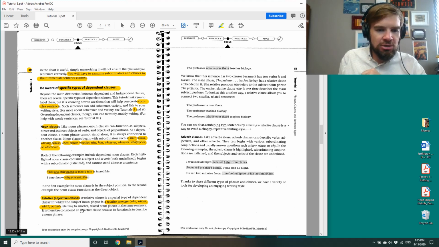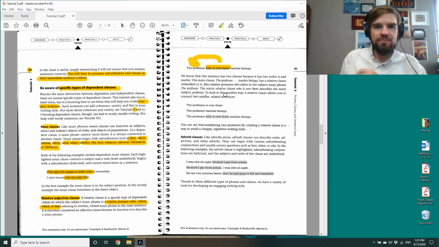It's therefore considered an adjective clause because its function is to describe a noun phrase. So, the professor who is over there teaches biology. Who is over there is the relative clause, because it describes the professor. We know that this sentence has two clauses because it has two verbs, is and teaches.